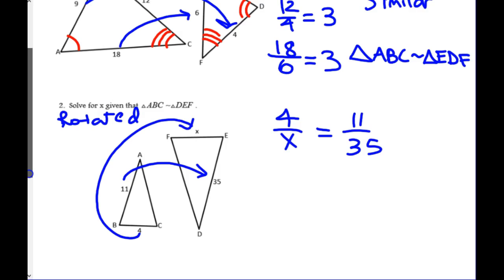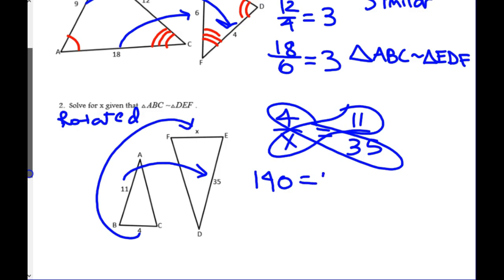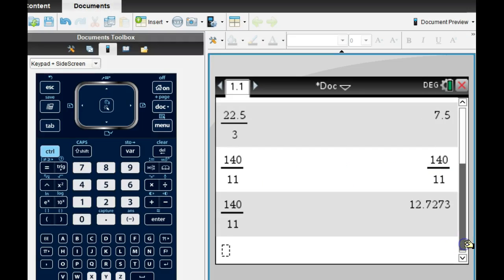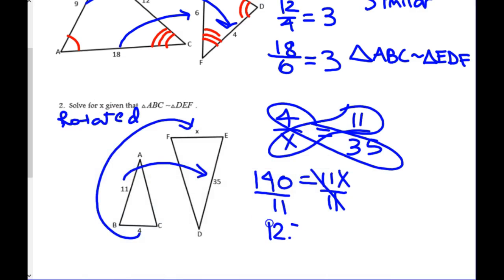So 4 times 35 is 140. 11 times x is 11x. And then you just have to divide by 11. Now 140 divided by 11 gives you, if you hit Control Enter, it's 12.73. Okay, so 12.73 equals x. Okay, we got another one to do on the bottom. Make sure you get that down real quick.